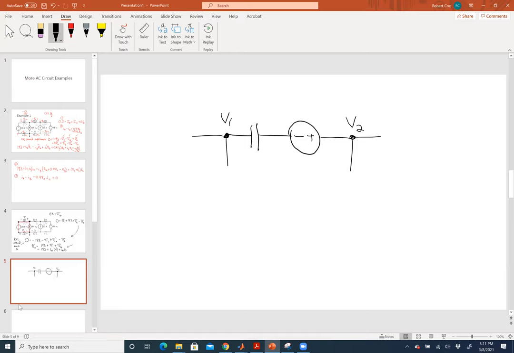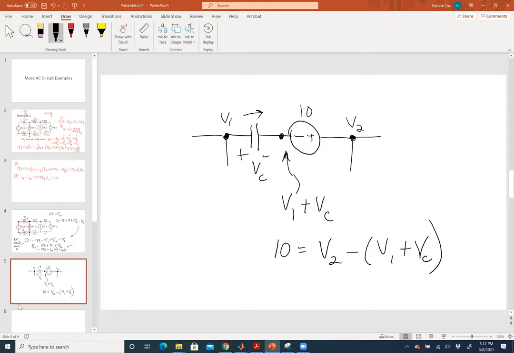Yeah. It is, because this is the same sort of situation where I don't know this node. If I knew that this was 10 volts and I knew this node right here and this node right here, I could say V2 minus this voltage is 10. But if I know this node, that's a different story. If I know this current right here, this node would be V1 plus the voltage on that capacitor. And if this node is V2, then I have 10 equals V2 minus V1 plus VC. That's not a recommended approach. I wouldn't try thinking about that.